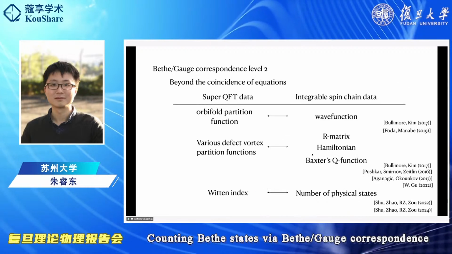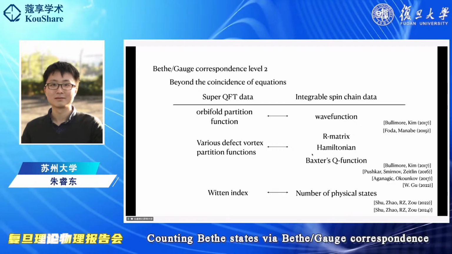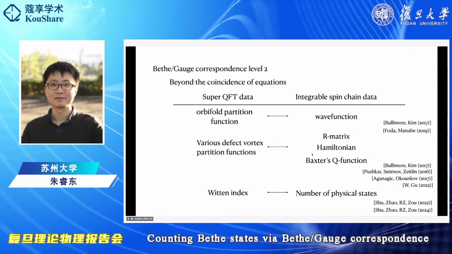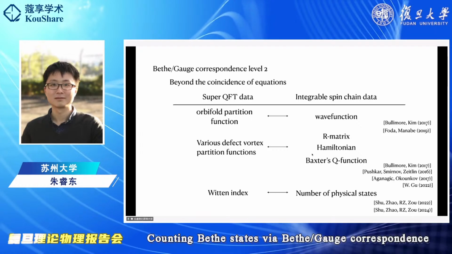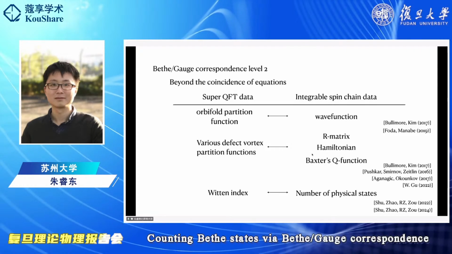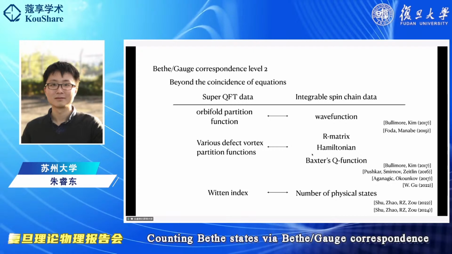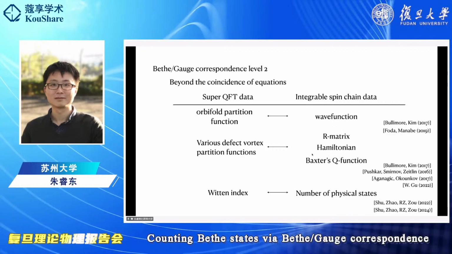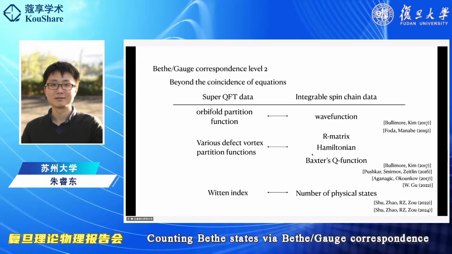And as I said, there are actually a lot of other physical quantities we can compute, and they also match. And today I would like to talk about this one. I think it's quite interesting. Actually, we will see that the computation of the Witten index, which is a very localization way to count the number of vacua in the supersymmetric gauge theory, can give the correct number of physical states in the integrable spin chain.